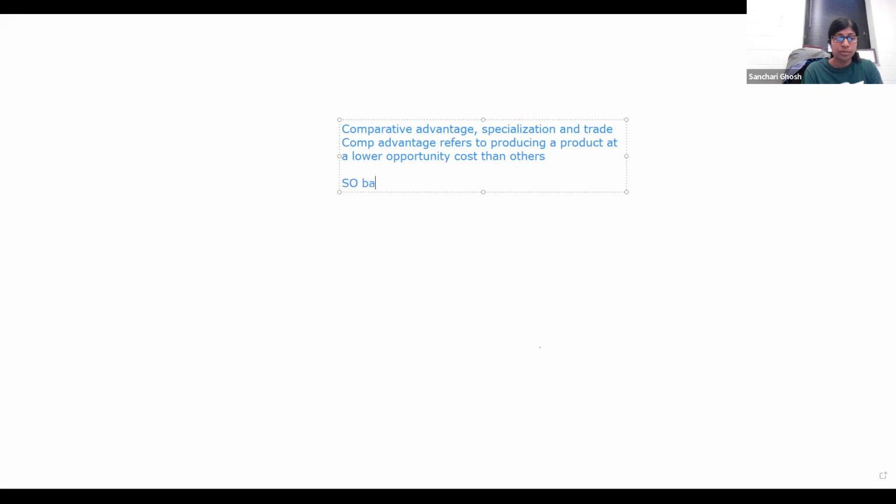So based on comparative advantage, regions can engage in specialization in products and trading with other regions. I specifically mentioned region. It can be state level, country level. We talked about country level trade in the last chapter. So this is specifically state level we are seeing.